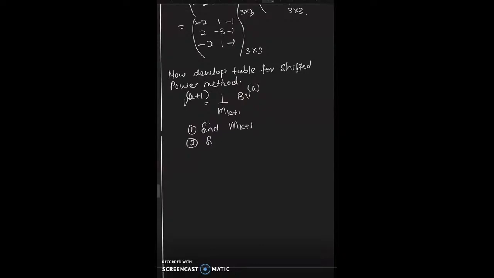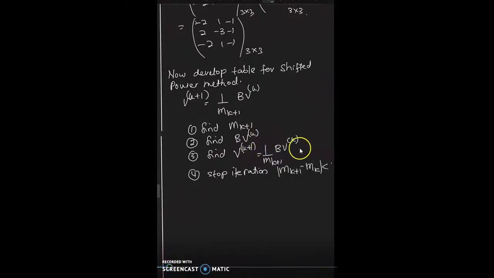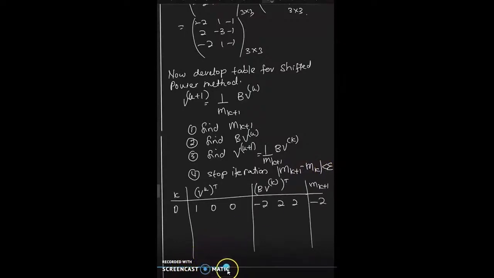First, you need to find M_{k+1}, which is the maximum from BV. Find BV. What is BV? It is the product of matrix B and the eigenvector. And then find V_{k+1} equal to 1 over M_{k+1} times BV_k. So you are using our method. And then as usual, you stop the iteration when lambda_{k+1} minus lambda_k is less than epsilon. I use M because I want to make it different from the lambda.